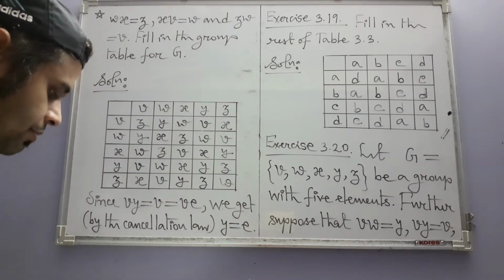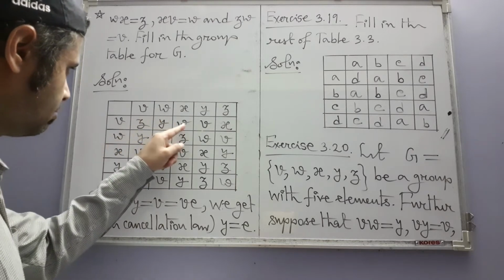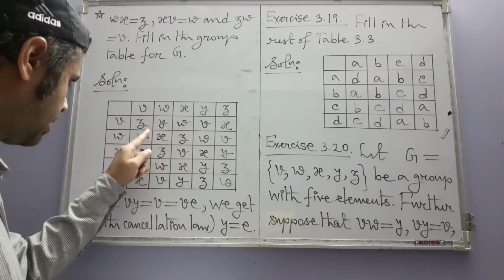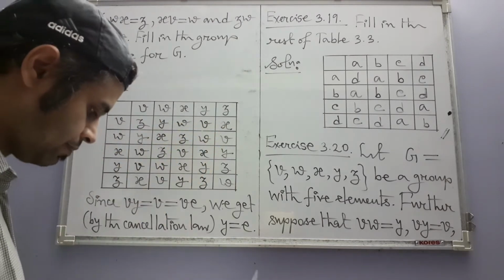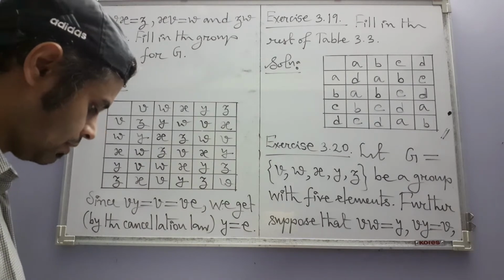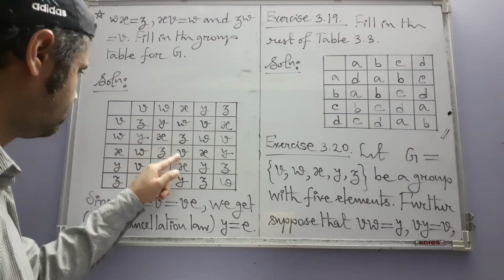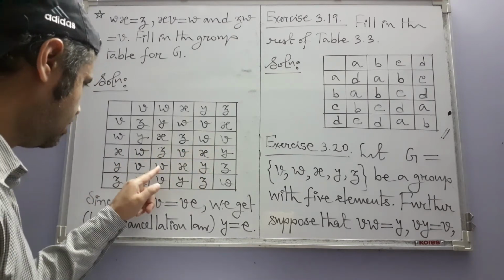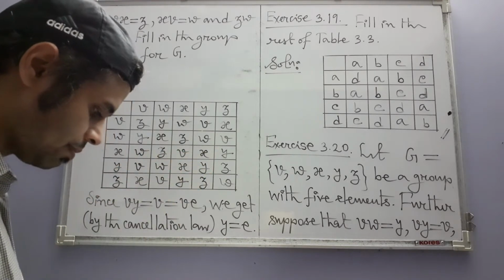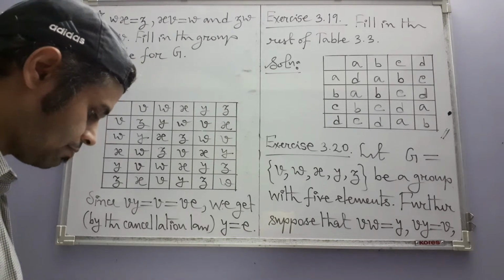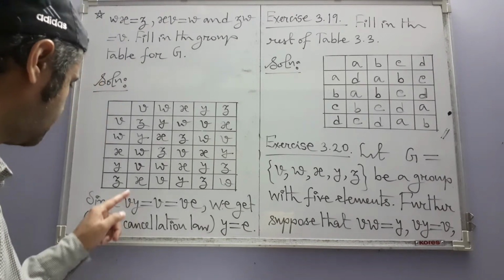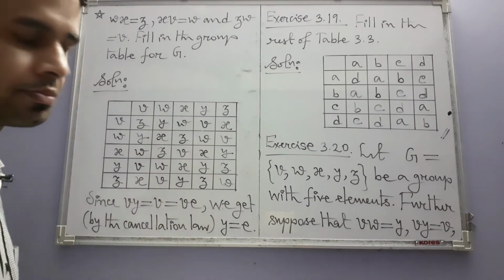Z, Y, W, V, X. Y, X, Z, W, V. Okay. W, Z, V, X, Y. V, W, X, Y, Z. X, V, Y, Z, W. Yes.